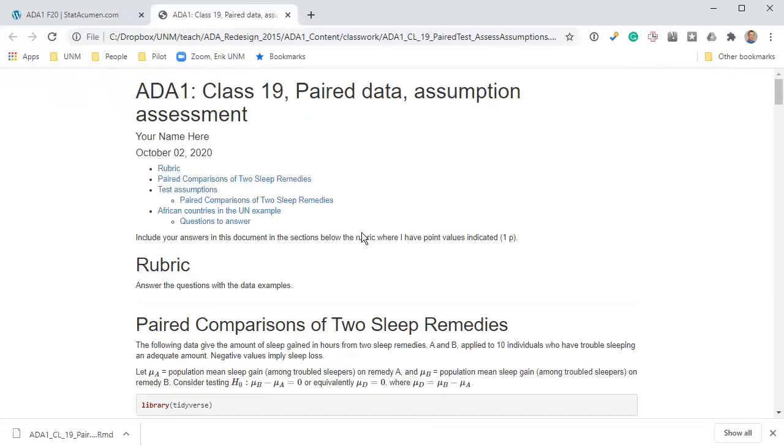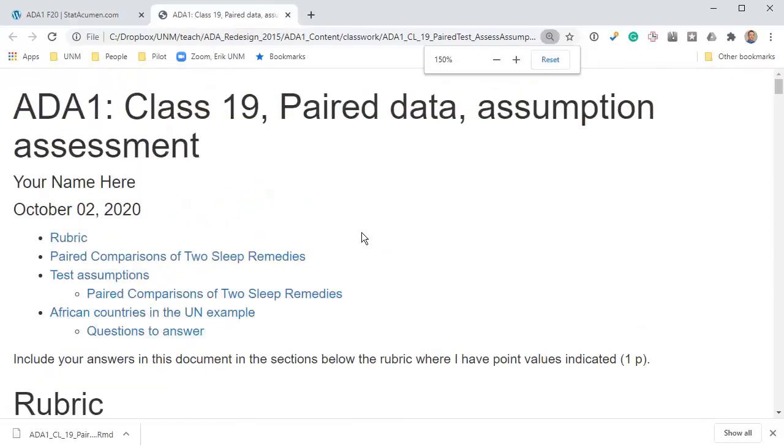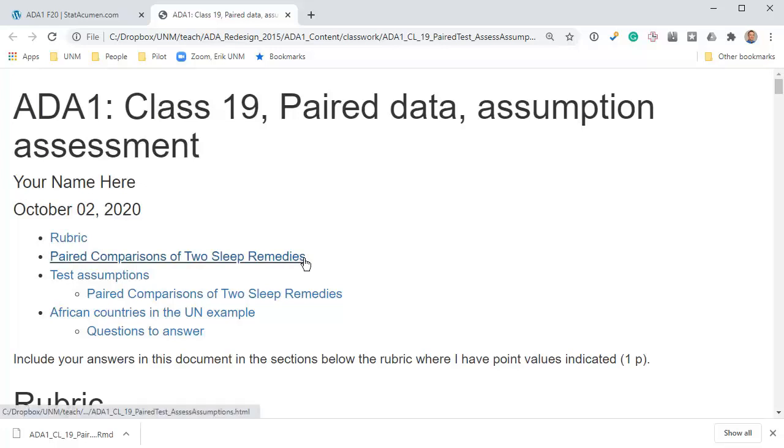All right, so let's open that in the browser. And so there are two examples here. The first one uses a data set on 2 sleep remedies. I think I used this example in the lecture notes. And then we're going to revisit the United Nations example as the second part.